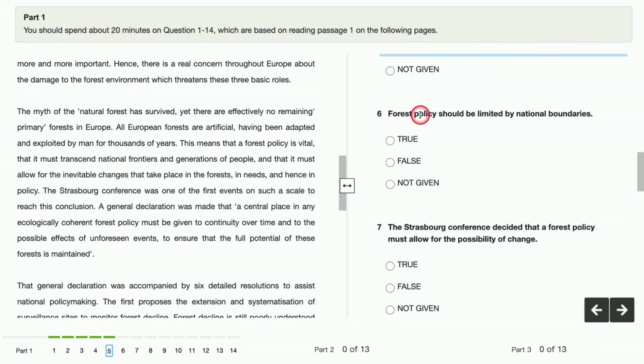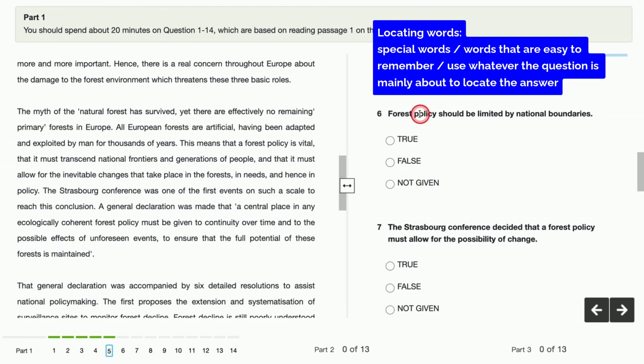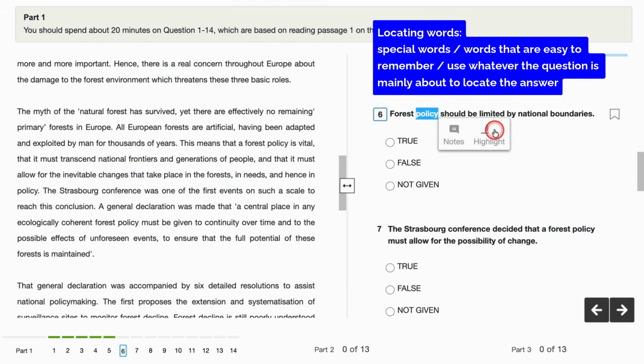Next one: forest policy should be limited by national boundaries. Which word do you think is special? Obviously, we shouldn't use forest. I think policy and national boundaries are both special, but which word is easier to remember? Policy, right? This word is shorter and so it's easier to remember. Besides, this question is mainly about policy instead of national boundaries, right? So I'm going to use policy to locate the answer.